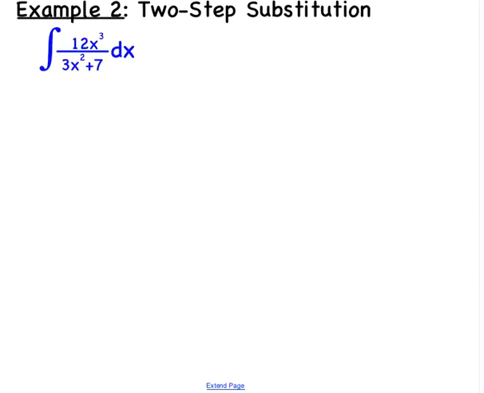Here's our next example. Again, we would use our skills that we learned in previous lessons, and here we would say a good place to start is to choose the denominator as u. So if we let the denominator be u, that means u is 3x squared plus 7. The derivative gives us du is equal to 6x dx. And we say, once again, the numerator has a 12x cubed. I just need a 6x. I can break apart the numerator.